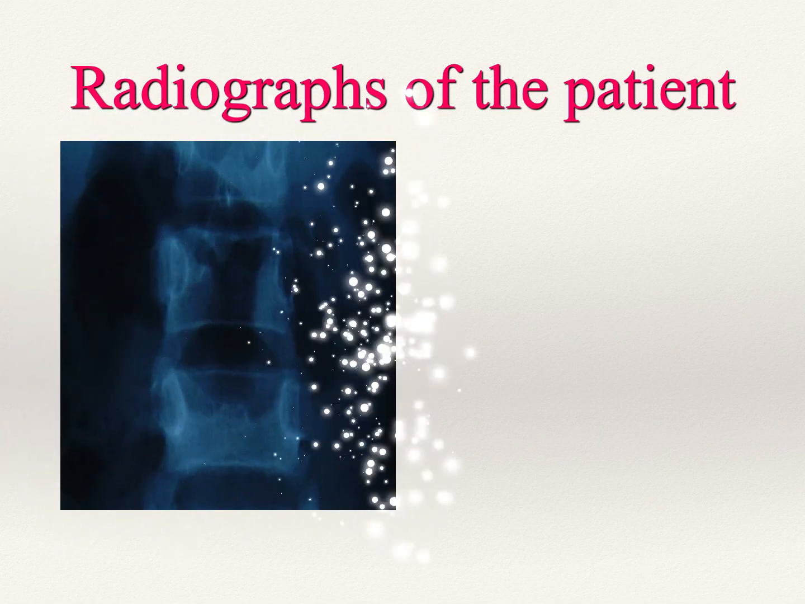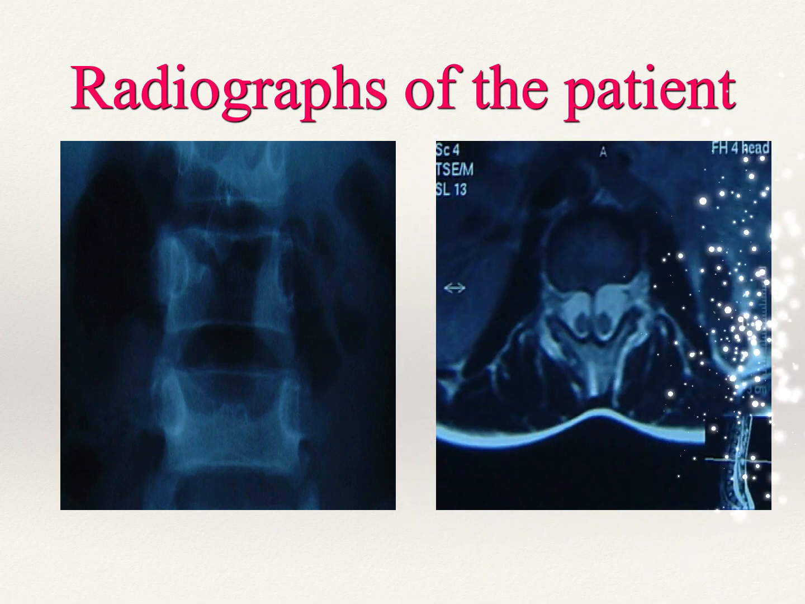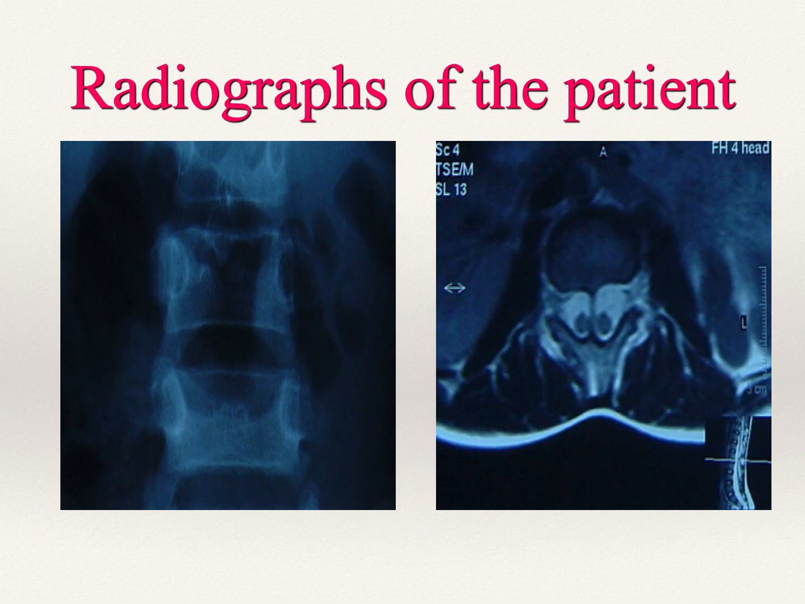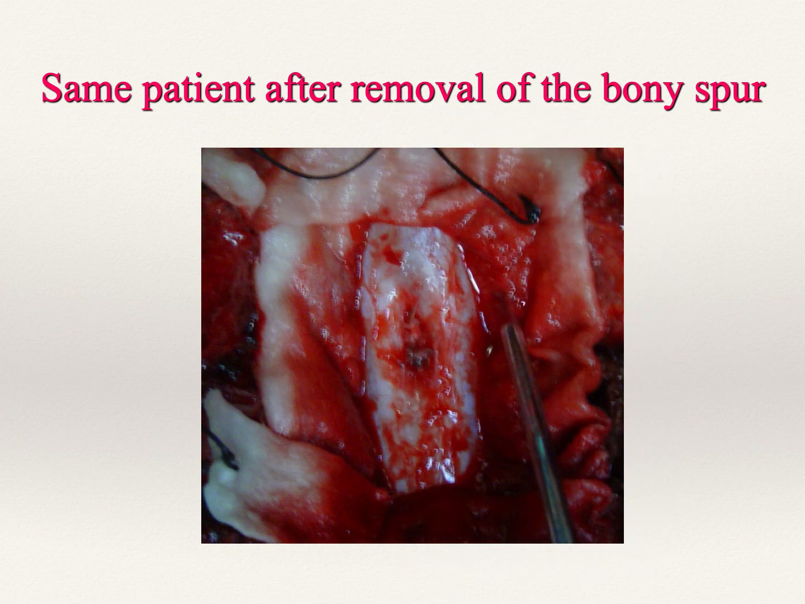You can see from the x-ray the abnormality of the vertebra, absent spinous process, and absent part of the lamina. In the MRI, you can see the two hemicords with the left side being a bit bigger than the right side, but you can see the two hemicords each sitting in its dural tube. Intraoperative picture after we've done the laminectomy, you can see the island of bone sitting there between the dural sleeves. This is after we have removed the bony septum.